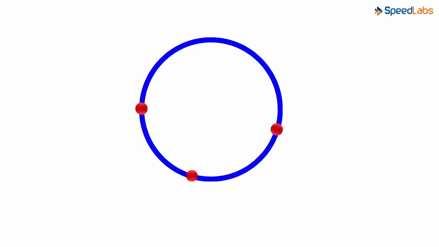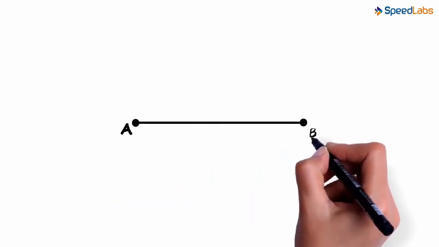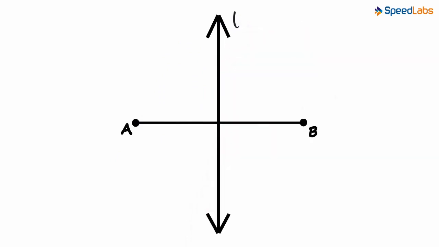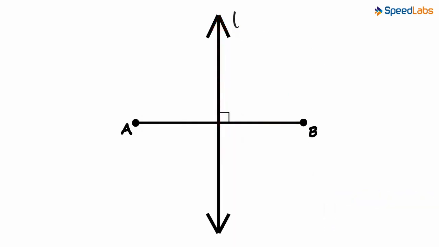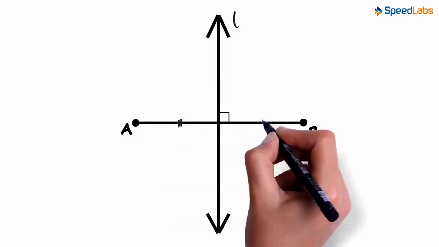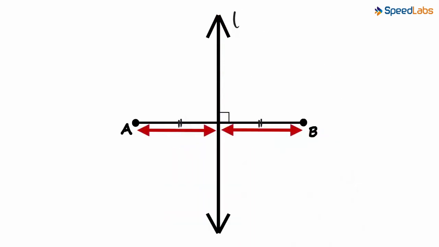Why do we say that only one circle can pass through three non-collinear points? To know why this is the case, we need to understand another simple concept. This is a segment AB and this is a line L, which is its perpendicular bisector. Since line L is a perpendicular bisector, it will be perpendicular to AB and both parts of the segment will be equal to each other.